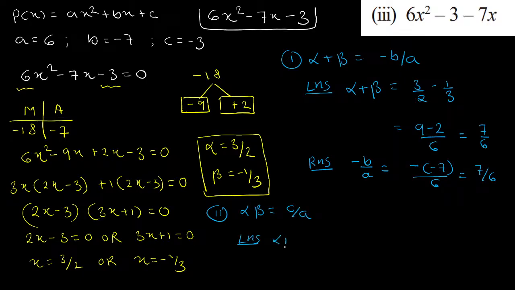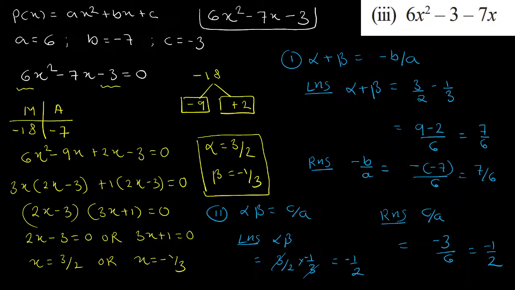So LHS part is alpha beta. So what is alpha? Alpha is 3 by 2 into 1 by 3. So that is going to be 3 से 3 cancel हो गया and 1 by 2. And RHS part, that is c by a. So our c is -3. Okay, so this was minus, beta was minus, तो यहाँ पे -1 by 2 आएगा. So c is -3 and a is 6, and we are getting -1 by 2. So this is how we have done the verification of the relationship.